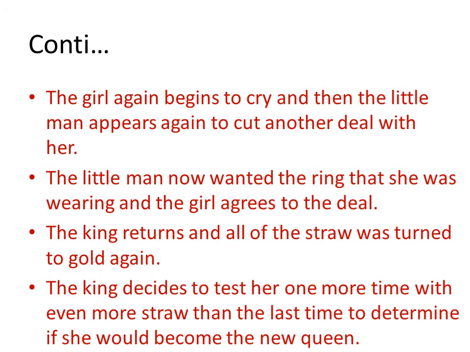The girl again begins to cry, and then the little man appears again to cut another deal with her. Again the girl begins to cry, as she doesn't know how to spin the straw into gold. So again, who appears? That little man, and he needs something if he is to do this task. The little man now wanted the ring that she was wearing, and the girl agrees to the deal. So we'll see how he asks for her ring.